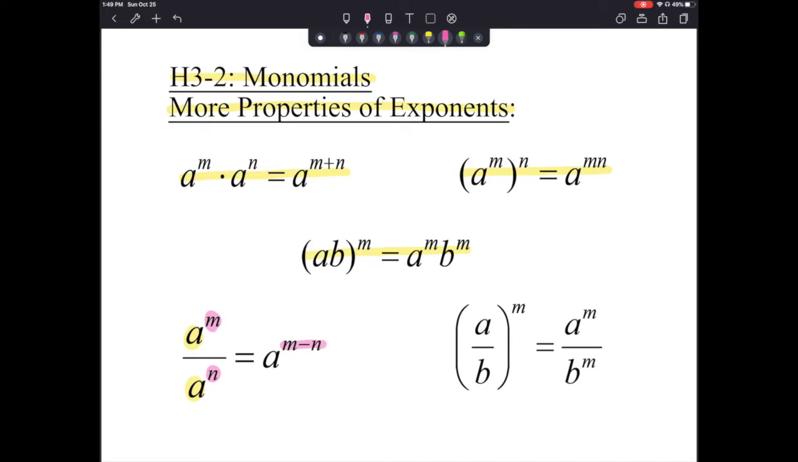The other new property that you'll see is when we have a fraction. Now notice our bases can be different here, it doesn't matter. So when we have just some sort of fraction and I raise it to a power, I'm going to raise the numerator to the power and the denominator to the same power. So the whole thing gets raised to the same power. All right, let's move on.